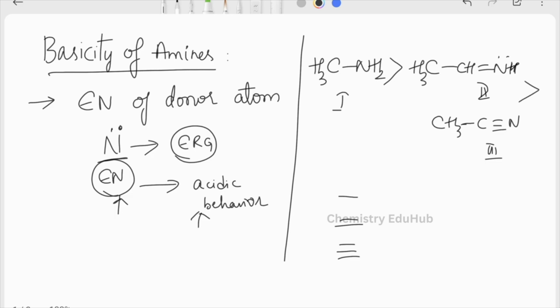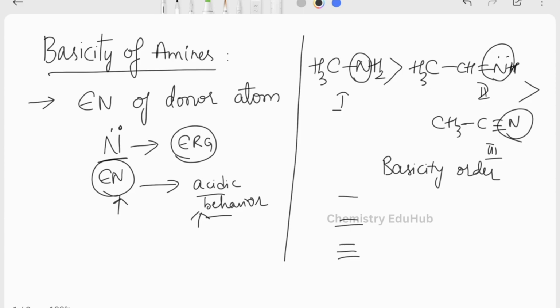With the increase in the electronegativity of the donor atom, the acidic behavior increases. So what happens to the basicity? It decreases. So this is the basicity order for these amines.